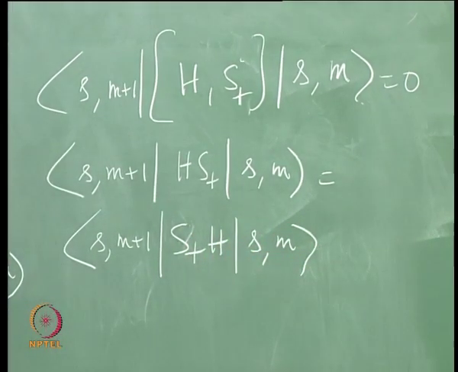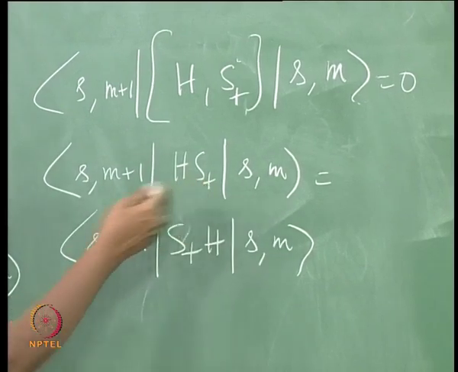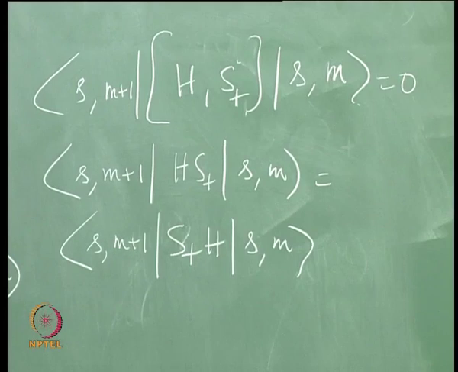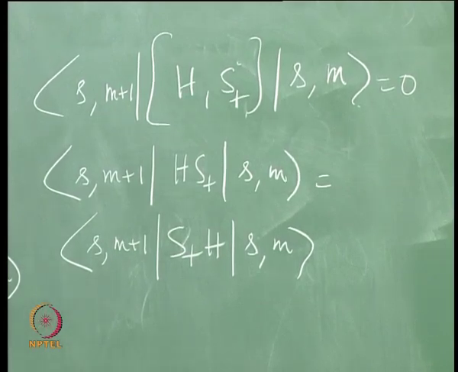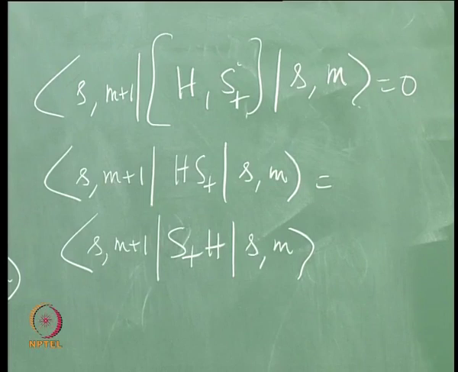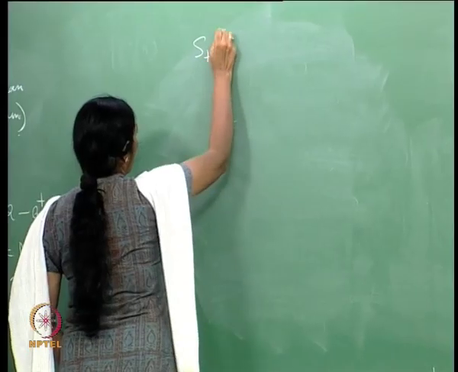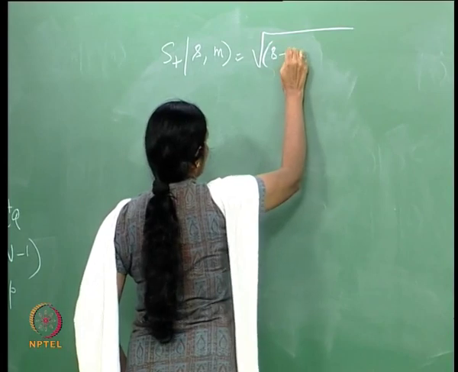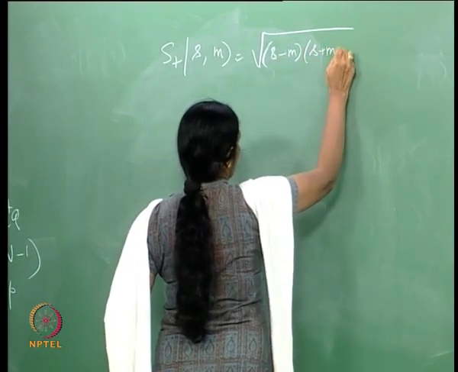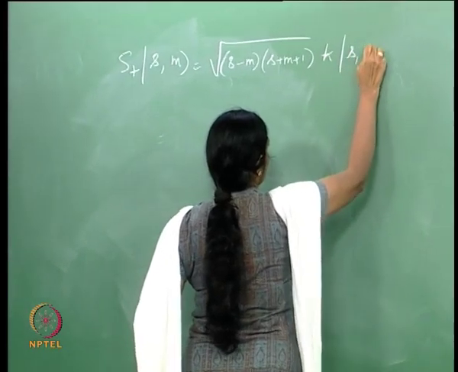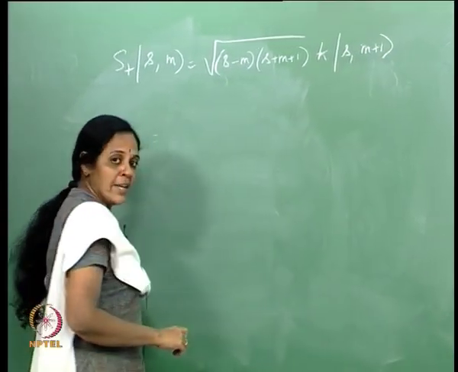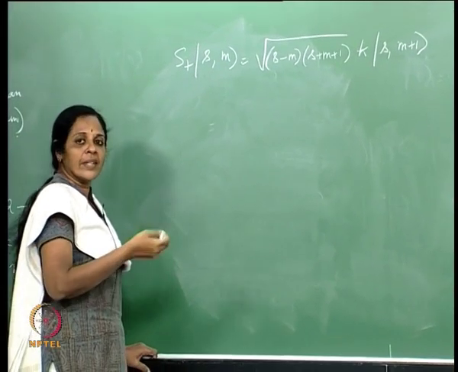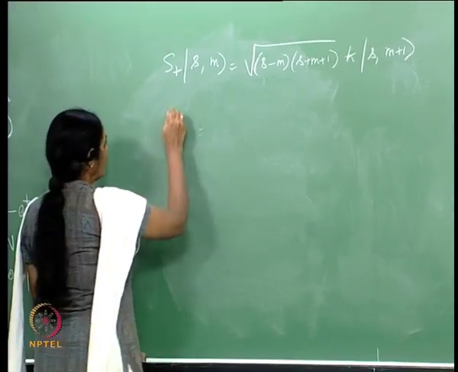So, this is what I have. But I know the action of S plus on |S, m>. It raises the value of m by 1. So, let me put that in. You will recall that S plus acts on |S, m> to give me the root of (S minus m)(S plus m plus 1) ħ |S, m plus 1>. M itself takes 2S plus 1 values ranging from minus S to plus S in steps of 1.